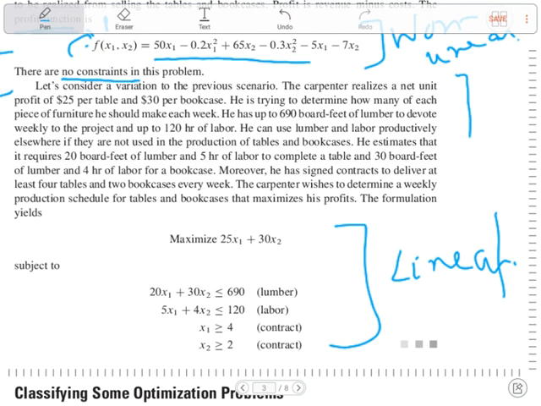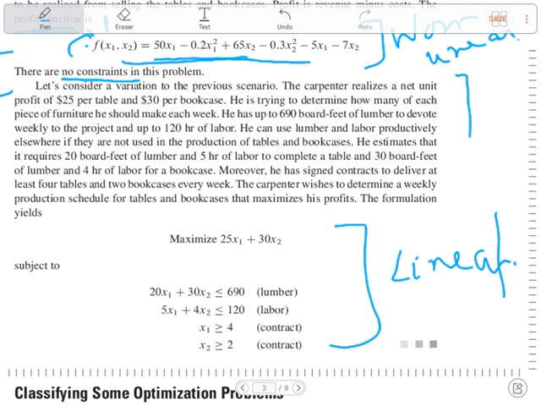The carpenter realizes a net unit profit of $25 per table and $30 per bookcase. He is trying to determine how many of each piece of furniture he should make each week. So here comes the first constraint, the total profit. The profit function is this, so the profit function can be infinite, nothing to put any barrier over his profit. But here there is a barrier. Practically, he cannot make any profit greater than $25 per table. Similar is the case for bookcases. Their profit cannot exceed $30 per bookcase.